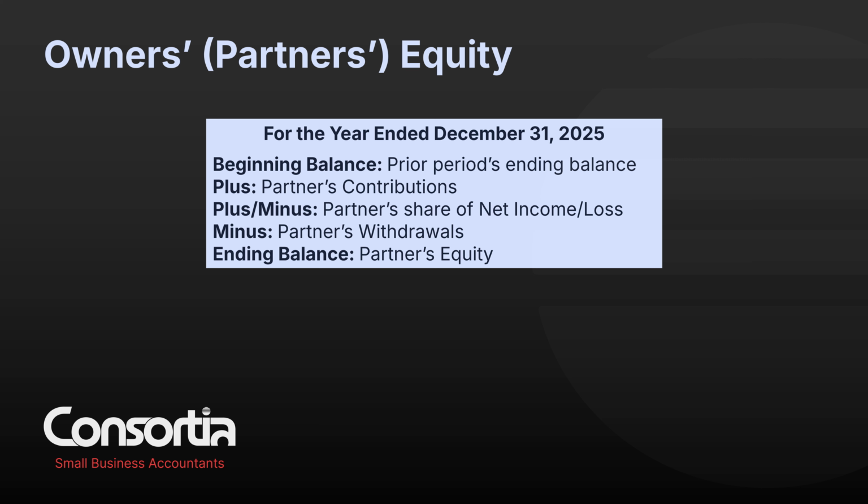So as far as owners' partners' equity, again, the same formula. You begin with the prior period's ending balance, plus the partner's contributions, plus the partner's share of net income, or minus the partner's share of the loss, minus a partner's withdrawals, and then you'd have an ending balance. You may find there will be different amounts. For example, one partner may make different contributions, another partner may take out different withdrawals. It may not be a 50-50 arrangement. It may be 20-80 or whatever the case may be. So all these things would apply.